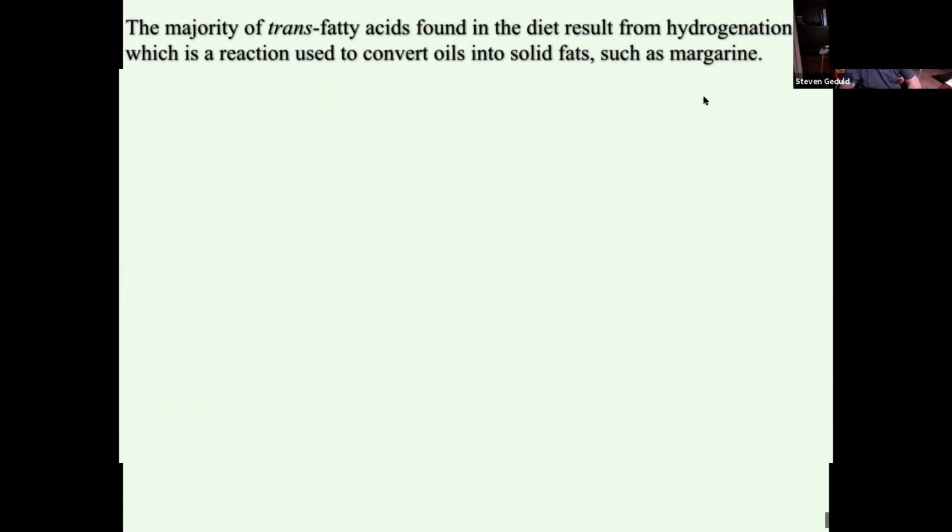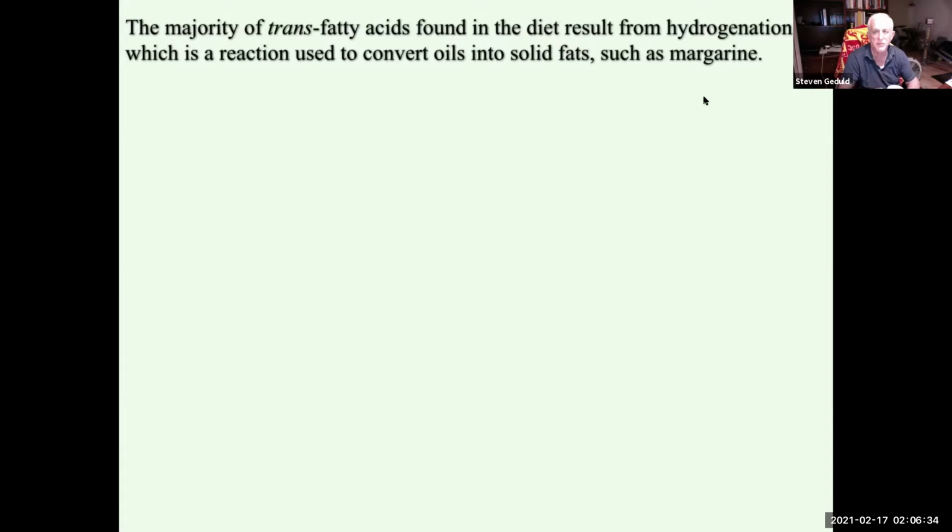So the majority of trans fatty acids found in the diet result from hydrogenation. Hydrogenation means adding hydrogen across a double bond. That's a reaction used to convert oils into solid fats, like margarine. Oils are healthy for the body. They're liquids, they flow easily. Virgin olive oil is very good for the body. We turn it into stuff that is unhealthy for the body because it tastes better.